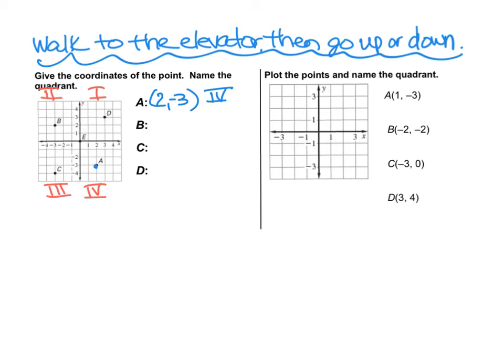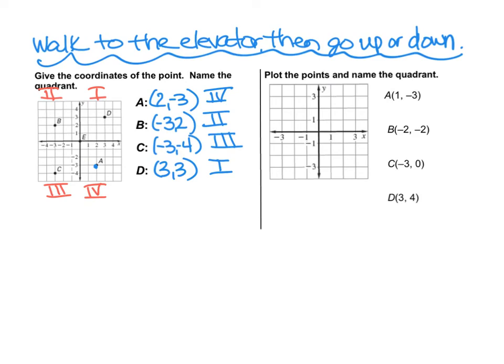B, we're going negative 3, so we're walking to the negative 3 first. Remember, walking to that elevator, then we go up and down. So we're going negative 3, and then we're going up 2. So we have a negative 3, 2, and that is in quadrant number 2. Letter C, we're going negative 3, and then we're going negative 4. So negative 3, negative 4. That is quadrant number 3. And then we have letter D, which is going to go over 3, up 3. So it's 3, 3, and that is in quadrant number 1.